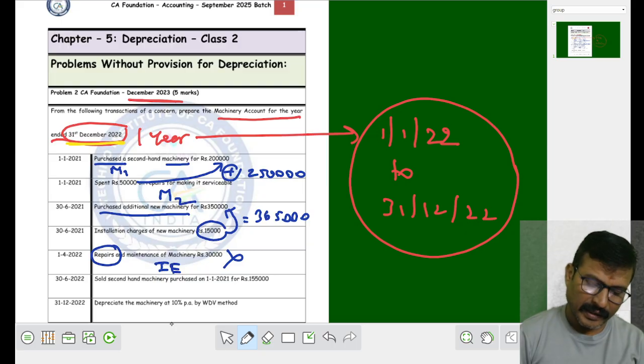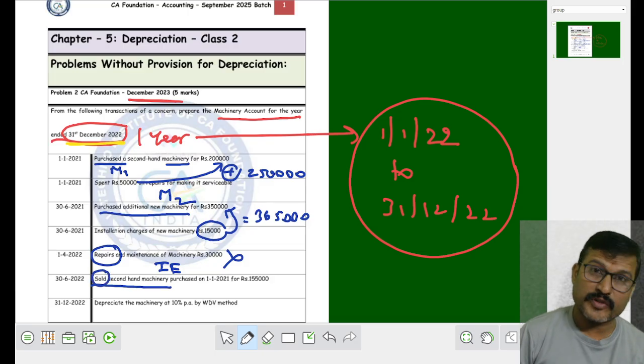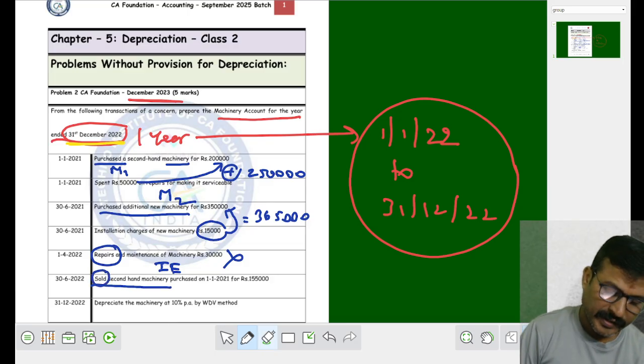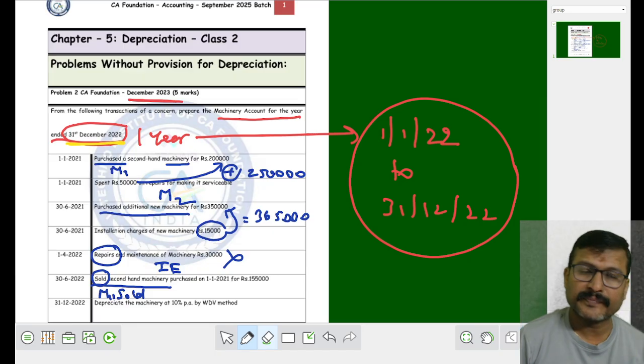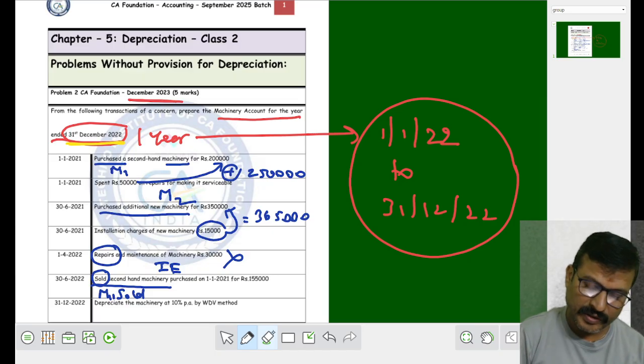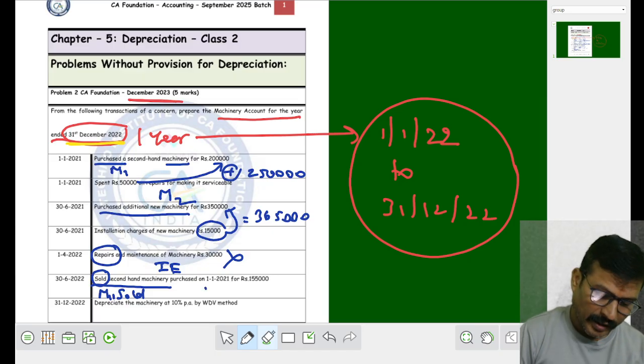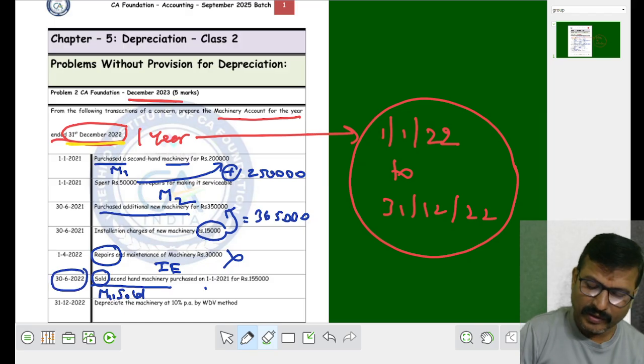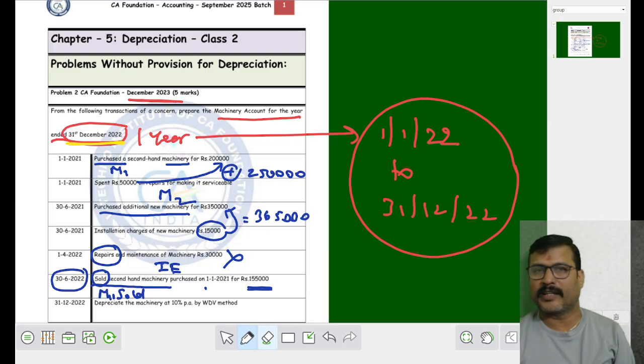Sold the second hand machine. Which machine is sold? The second hand machine. Second hand machine means what? M1 is sold. Which one did we sell? M1 is sold. On when? On 30th June 2022 for rupees 1,55,000.